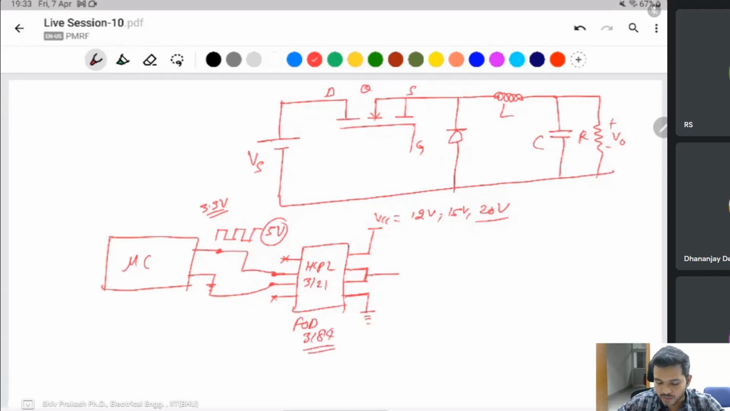In this converter, use this FOD 3184 to drive the MOSFET in a buck converter, boost converter and so on. The pulses generated follow the VCC: if you give 15 volt, you get 15 volt pulses. If you take 12 volt VCC, then 12 volt pulses are given.